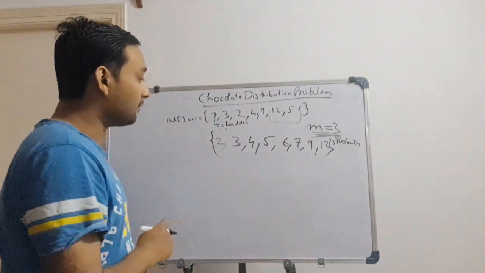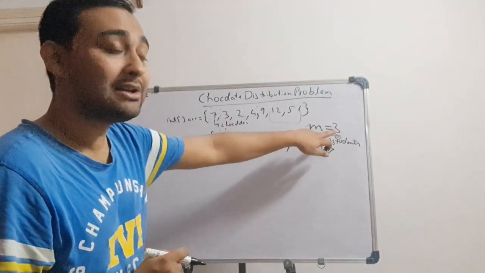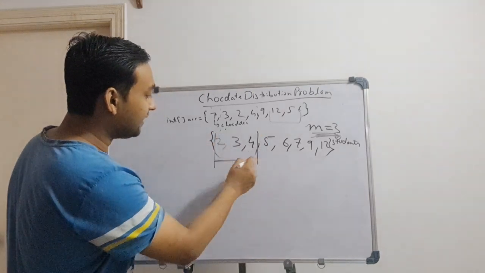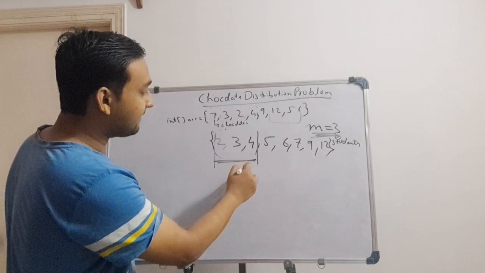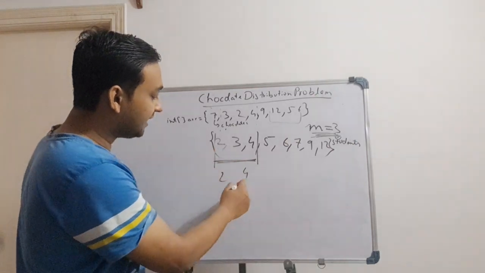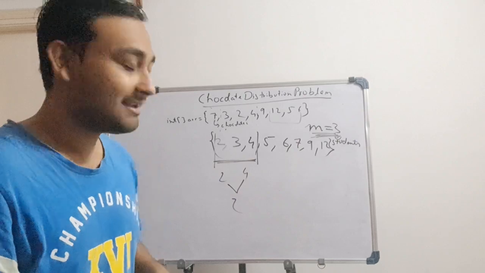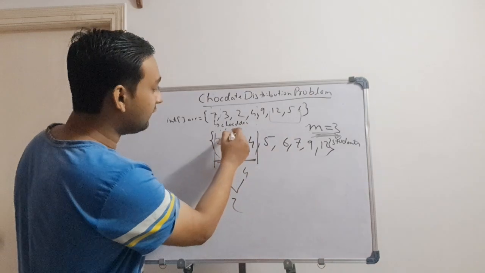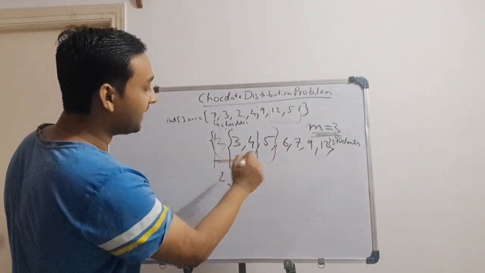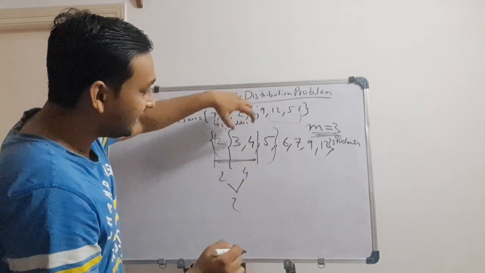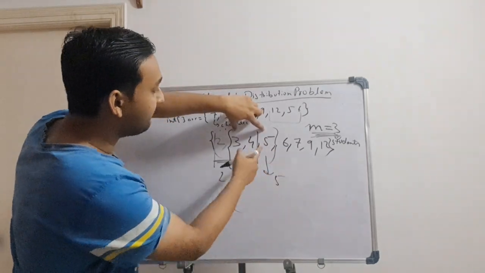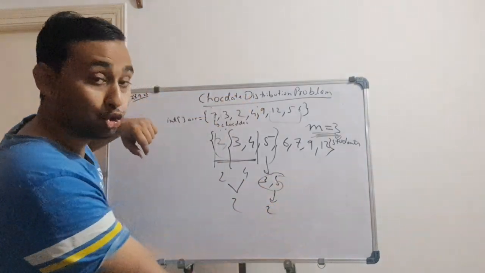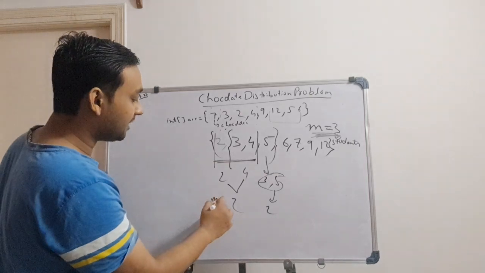Now what we have to do? I will take the first window of 3, since m equal to 3. This will be my first window. In this window, my maximum is 4 and minimum is 2, so the difference will be 2. I hope you are getting this. Then the window will change. The next window will be 3, 4, 5. The maximum of this window is 5 and the minimum is 3, and the difference between 3 and 5 is 2. So this will become my minimum now.